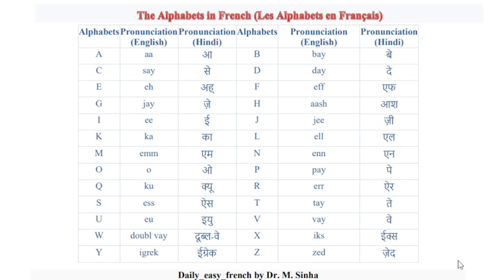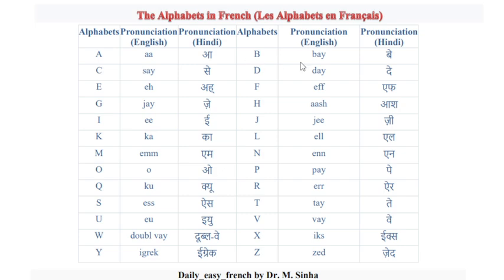For your help, I have written the pronunciation of the French alphabets in English and in Hindi. You have to just read and repeat with me for practice. So let us start the video. What is alphabet A called in French? The alphabet A is called A. Repeat with me. A. Very good.